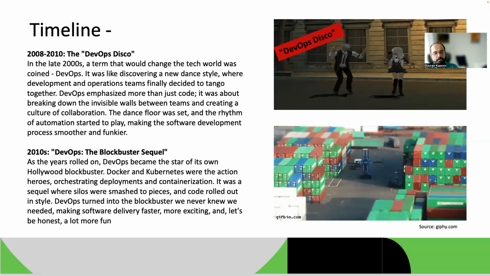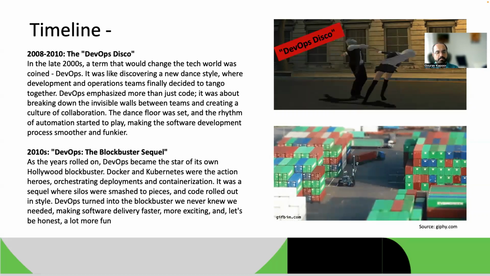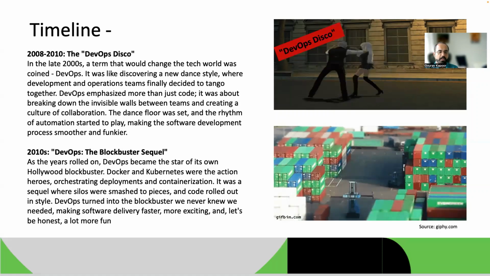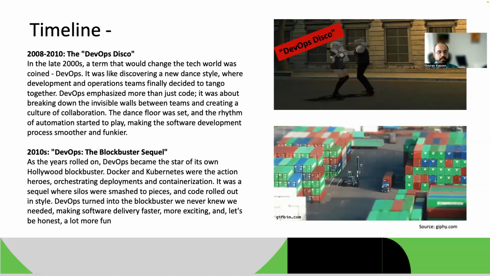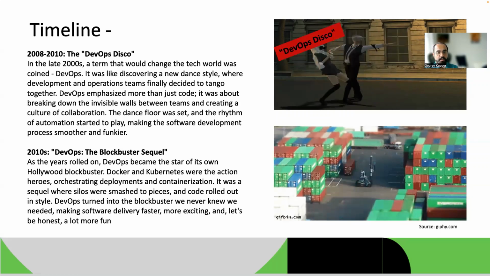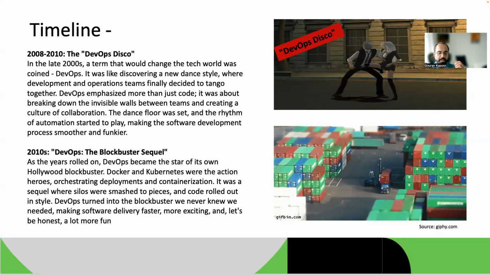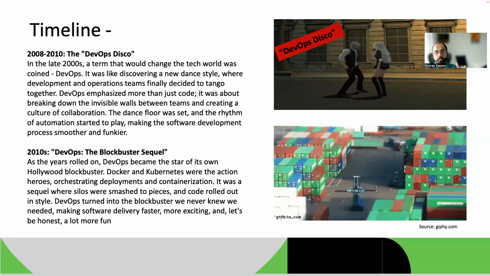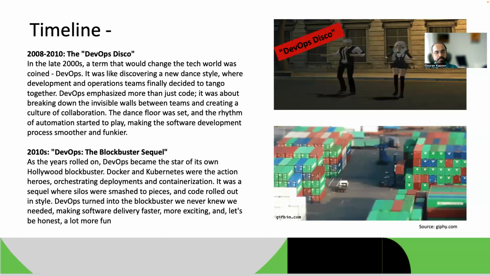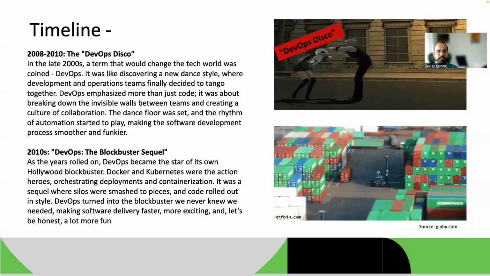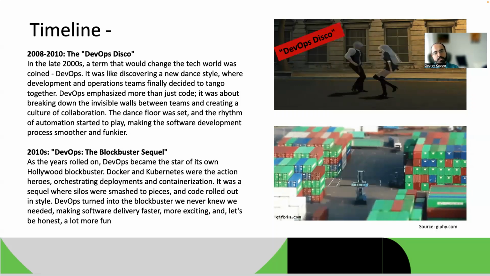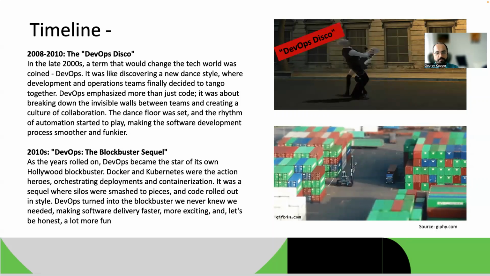And if we enter into the 2010 era, that's where I call it like DevOps took the role of a blockbuster sequel, where Docker and Kubernetes took center stage, orchestrating deployments and containerization. Now, this era technically helped us in dismantling silos, and introduced a more elegant, efficient approach to code development and software delivery, and that made it much faster and engaging, and I would say enjoyable as well.